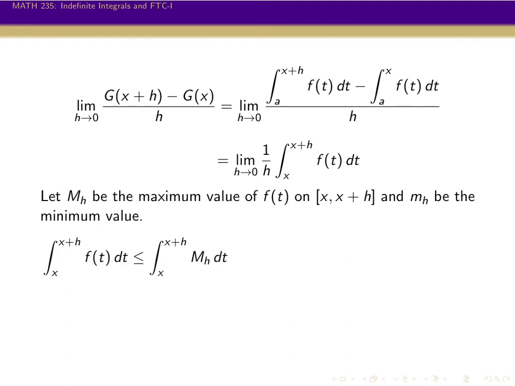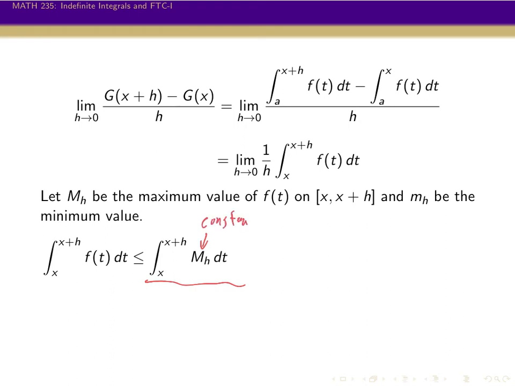Well, since f of t is always less than or equal to M of h on the interval, if I swap out f of t with M sub h, I'm going to get more area. I'm going to get a larger integral. And so that's where that inequality comes from. But now, in this integral, M sub h is a constant.